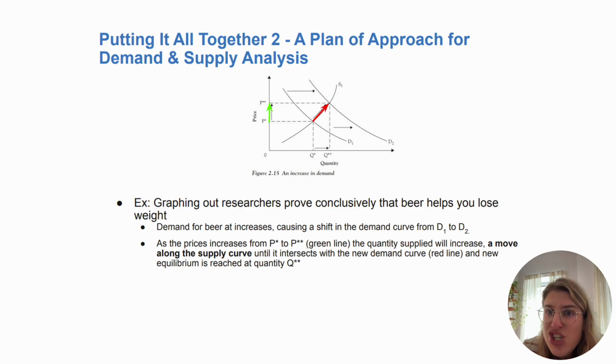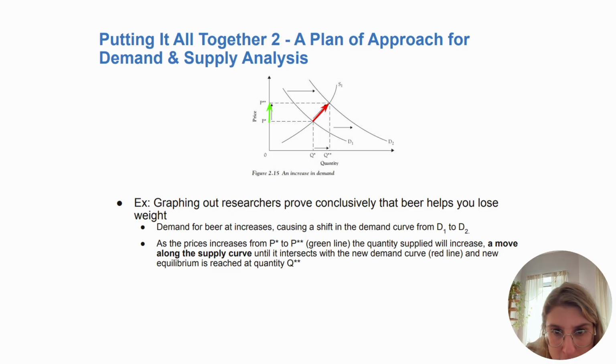Notice this isn't just a movement along the curve, right? Nothing happened to beer's price yet. This is a shift because consumer preferences have changed. So now look at the graph. At the original P star here, demand has increased and people want more beer. So to meet the higher demand, suppliers raise their price to P star star up here, right?